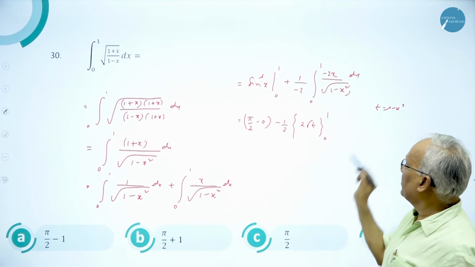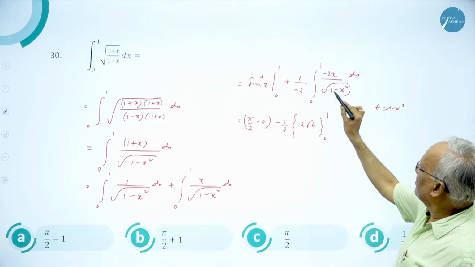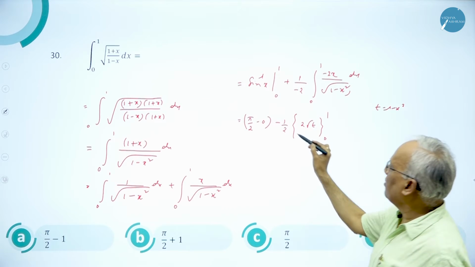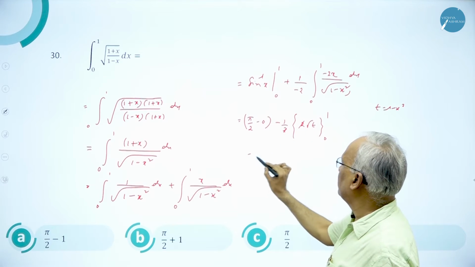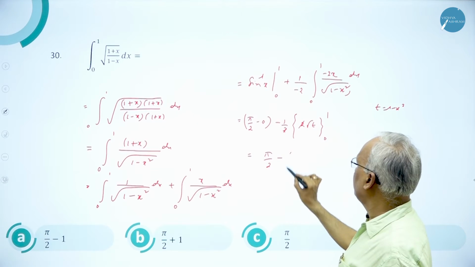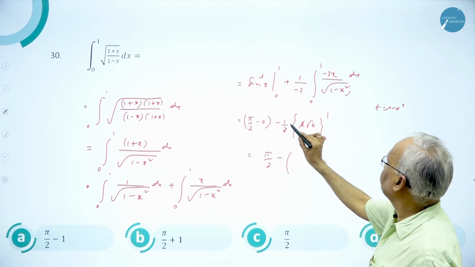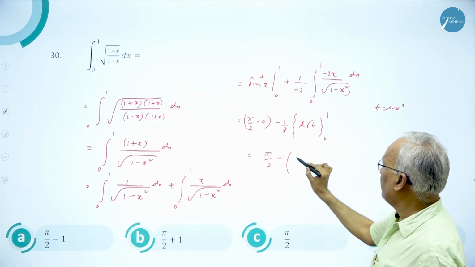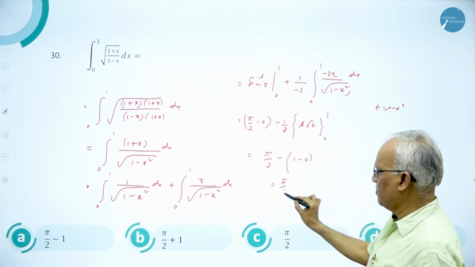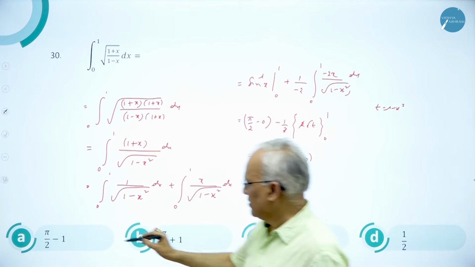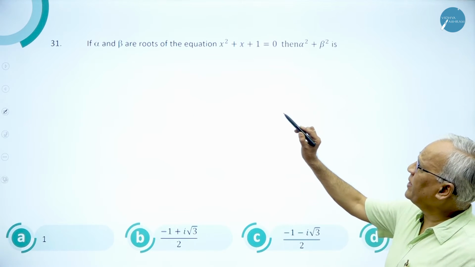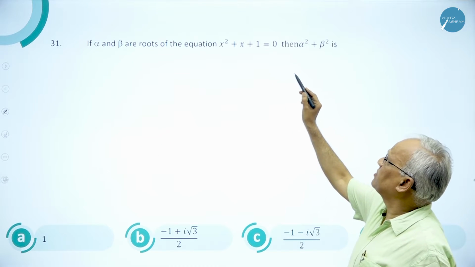This is easy. You need not change the limits. Keep this in mind, t, and this is dt. dt by root t is 2 root t. And now you can cancel this with this, which is equal to pi by 2 minus this is, see here, it is root 1 minus 0, which is equal to pi by 2 minus 1. So pi by 2 minus 1 is the answer. The answer is A.